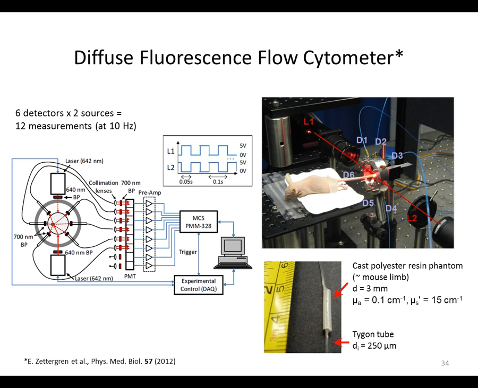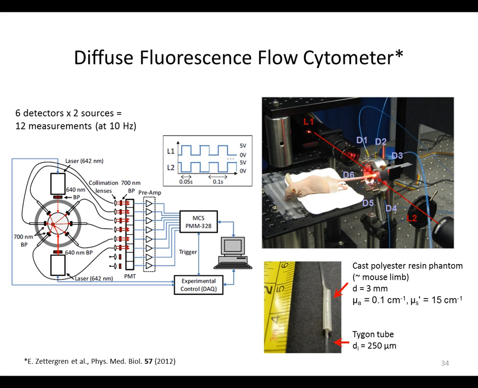So let me just briefly tell you a little bit about it. On the left, you see a schematic. We have 2 lasers that illuminate the sample on either side. Then we have a ring of 6 fiber optodes around our sample, and each of these is connected to a high-sensitivity PMT array. We are modulating the sources at 10 hertz out of phase, and so this means that every 0.1 second, we wind up with 12 measurements.